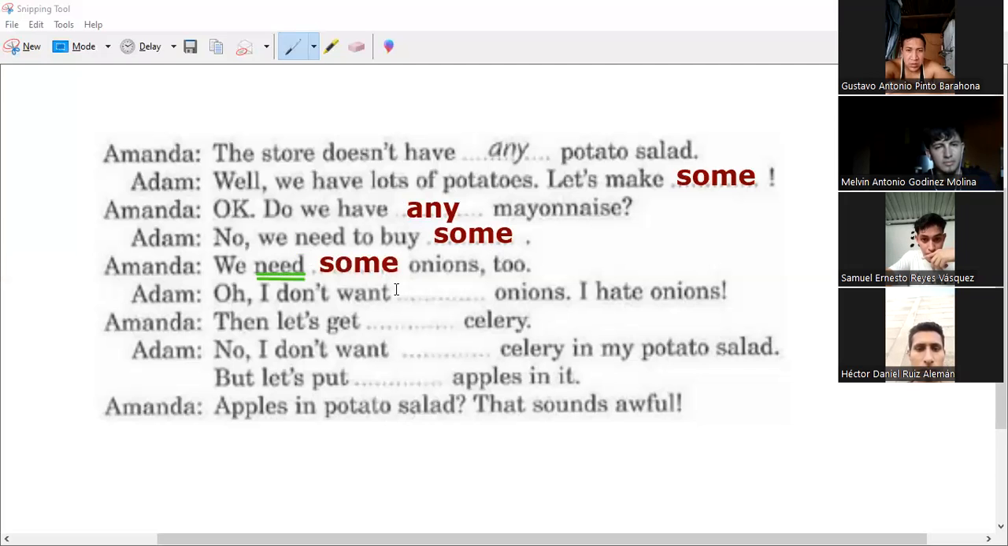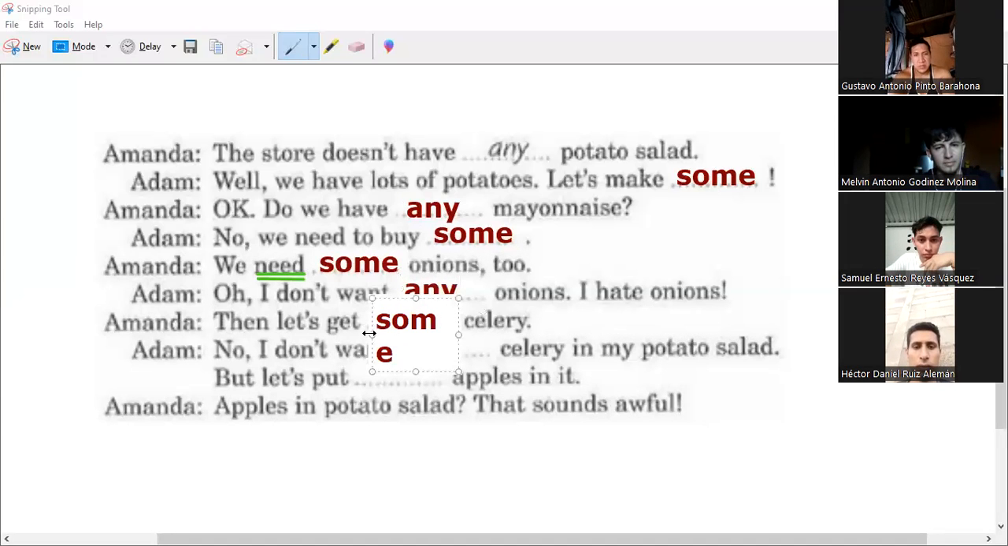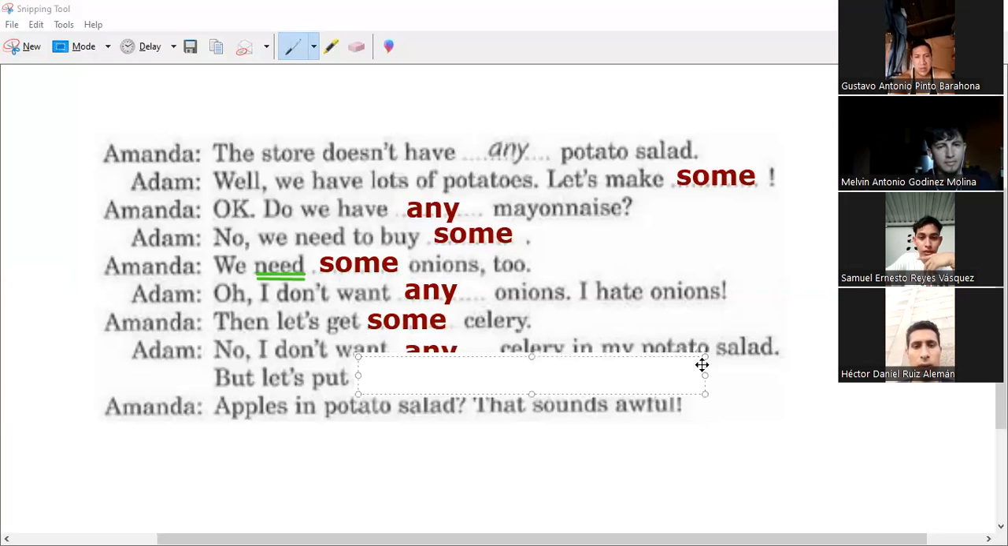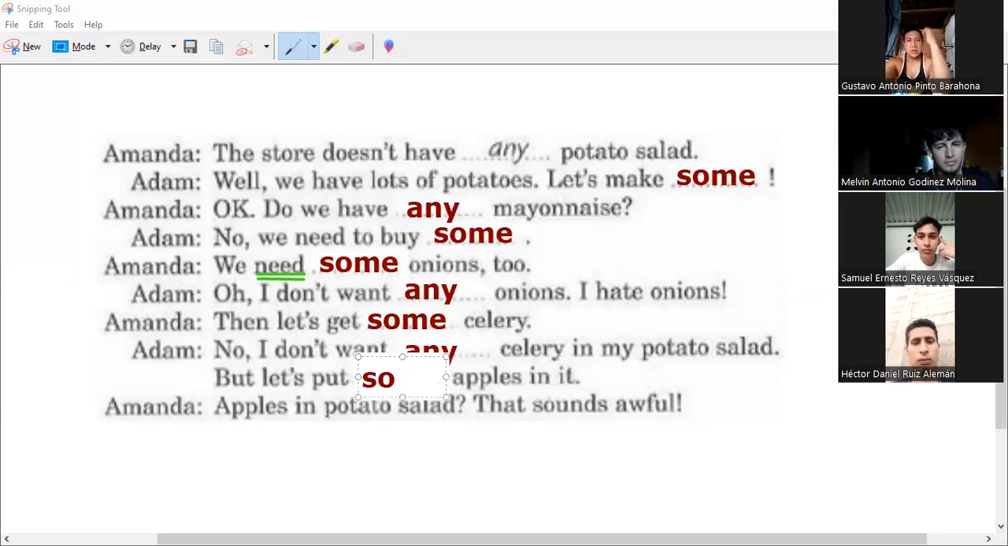Okay. Oh, I don't want any. I don't want any onions. I hate onions. Okay, then let's get some celery. No, I don't want any. Any celery in my potato salad, but let's put some apples in it. Apples and potato salad. That sounds awful. Okay, good. Any questions?